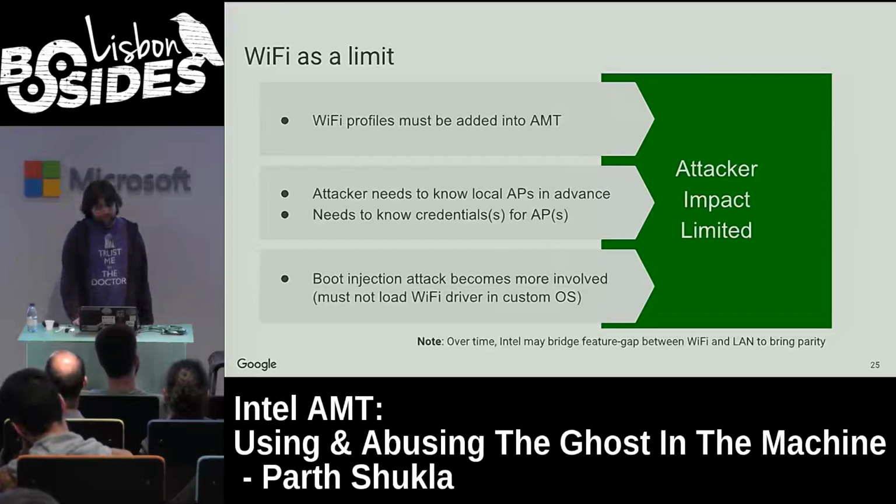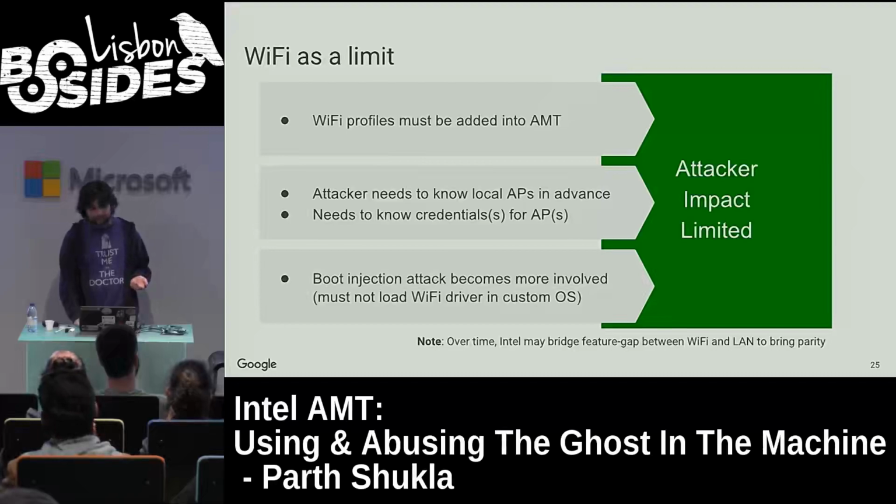Again, also, to use Wi-Fi, the profiles for Wi-Fi must be loaded into AMT. AMT supports up to 16 Wi-Fi profiles. The attacker needs to know which local APs are likely to be available and know the credentials, passwords or certs to connect to them. So if you're surrounded by well-known APs, then you should care about this a bit more. The boot injection attack I mentioned earlier, the standard attacker, is still possible over Wi-Fi.